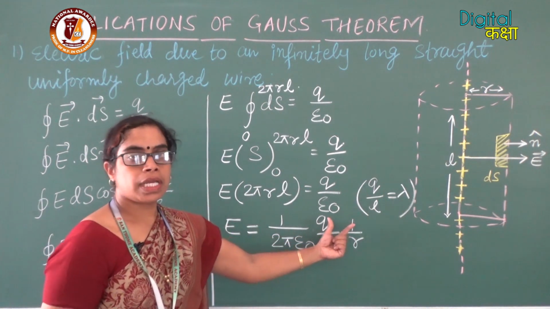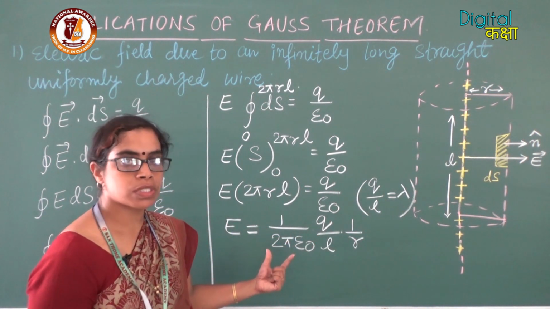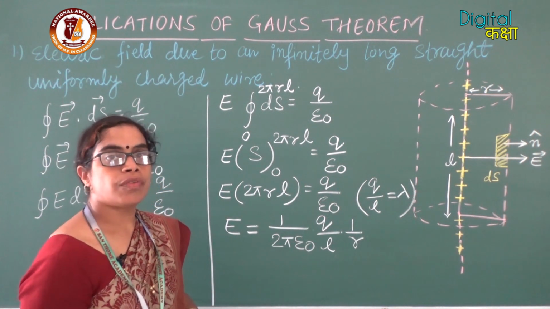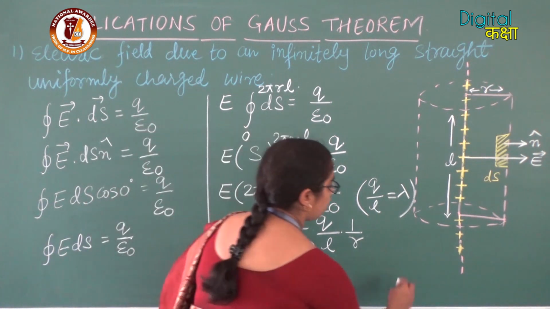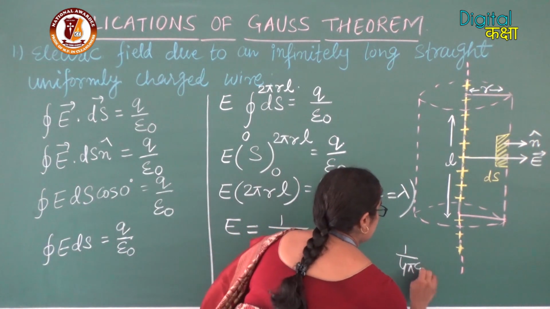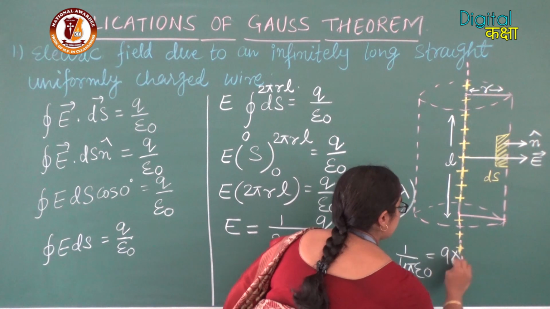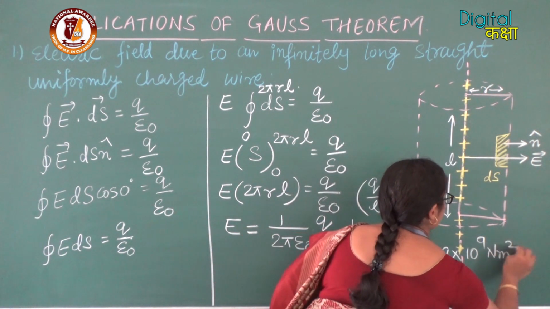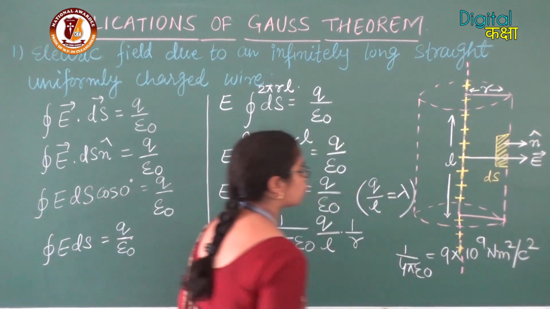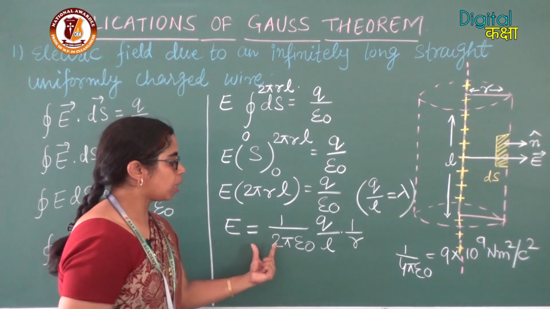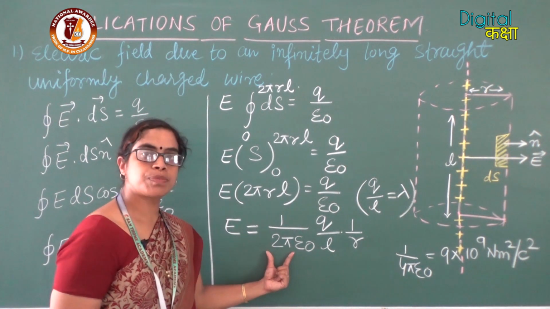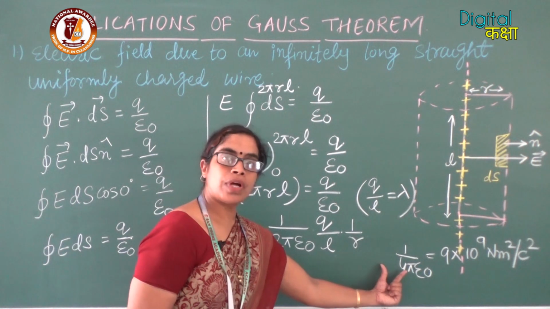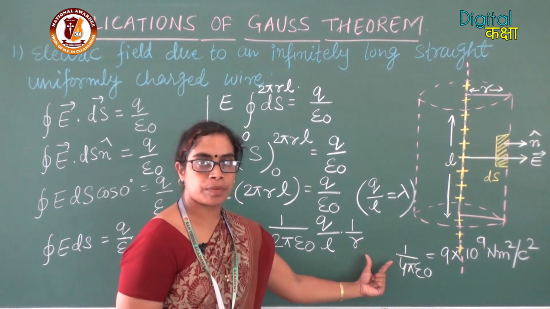Also, in the formula of Coulomb's force, we know the value of the constant 1 upon 4 pi epsilon naught, which is equal to 9 into 10 to the power 9 Newton meter square per Coulomb square. So this constant 1 upon 2 pi epsilon naught can be converted in terms of 1 upon 4 pi epsilon naught.